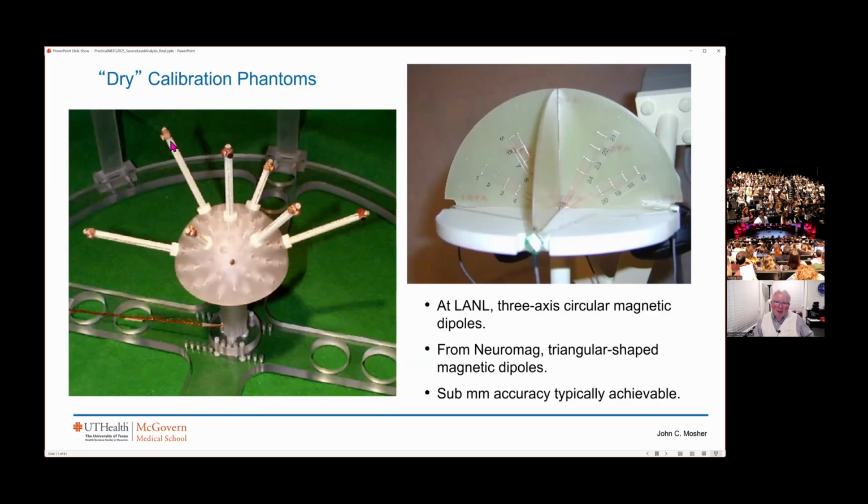Easier to work with in the lab are dry electrodes. These are little loops of wire that we use at Los Alamos to calibrate our novel prototype we built. And then this is what comes with every Neuromag one. It's usually hidden by a plastic shell now. Little triangular dipoles. They're just little pieces of wire. Again, no mess, no fuss. And we can usually get sub-millimeter accuracy on localizing exactly where these sources are. So that's how we know the instruments, the physics, everything's working together.